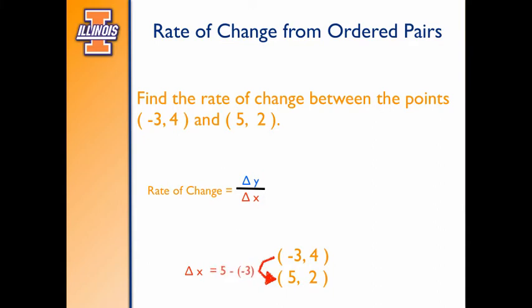In this case, it's going to be 5 minus -3. I always do the second value minus the first. In this case, I get delta x is equal to 8. So I replace that on the bottom with 8. On the right, I'm going to find delta y. So I take the two y values and I subtract them, the ending value minus the beginning. In this case, that's going to be 2 minus 4, and I figure out that my delta y is equal to -2. And I replace delta y on top of my rate of change with -2.